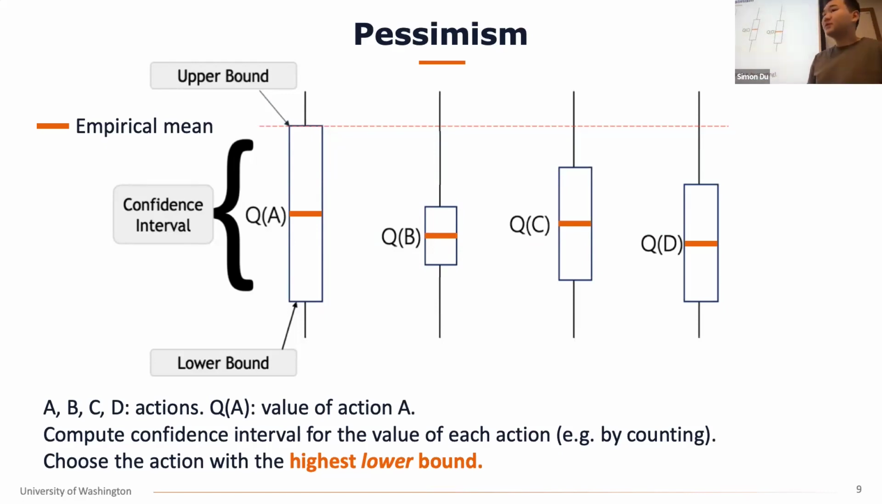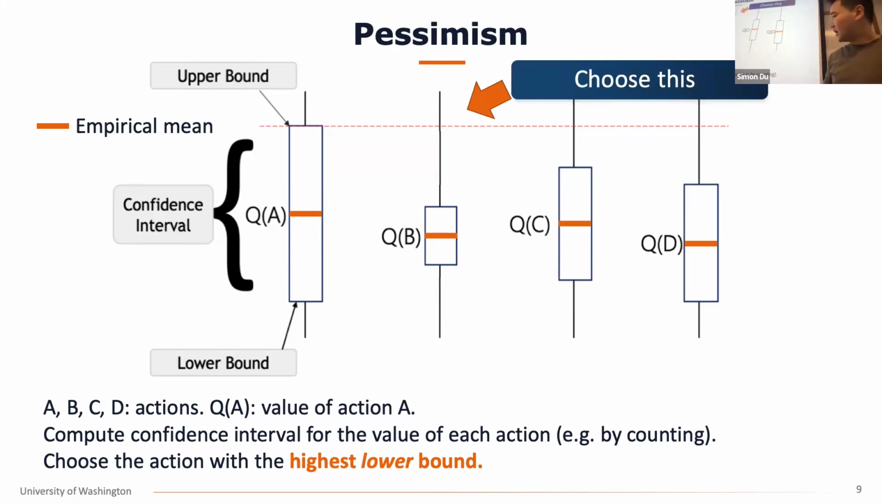All right, so that's the idea of pessimism, and that's basically the whole idea of offline single-agent reinforcement learning. We have a pretty good understanding of what is needed for single-agent reinforcement learning, and we have an efficient algorithm for it.